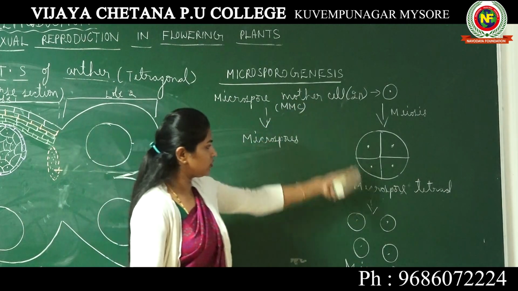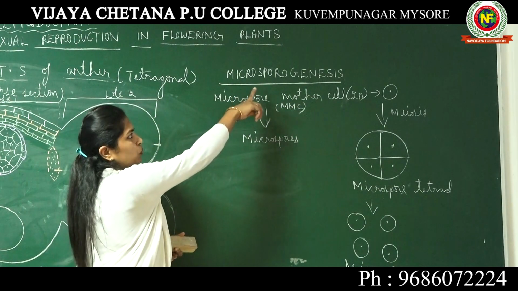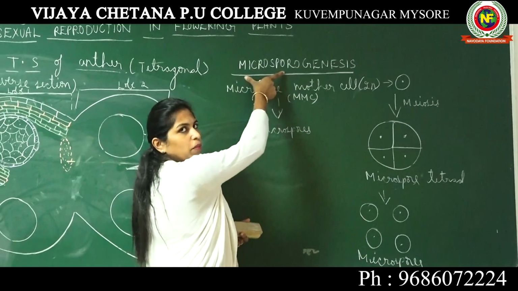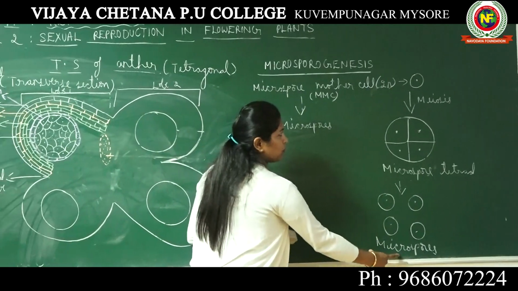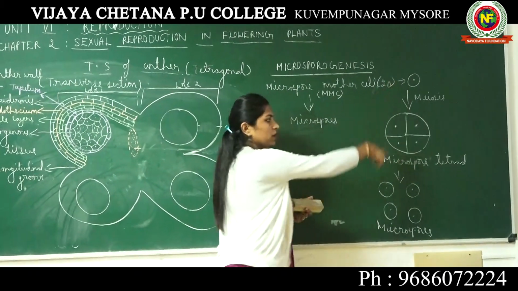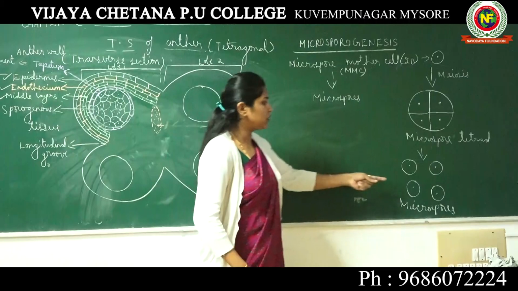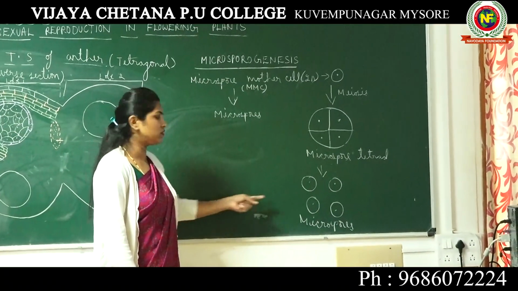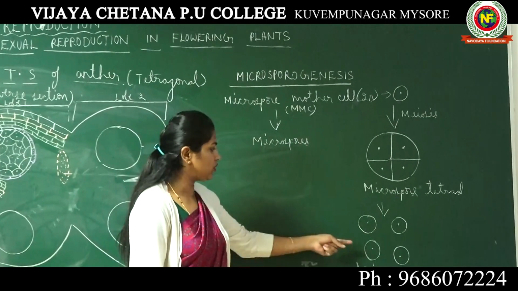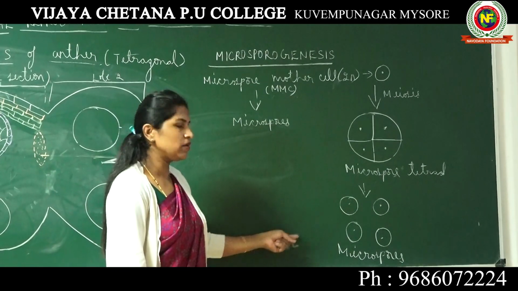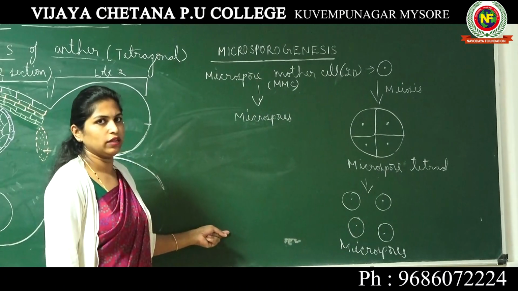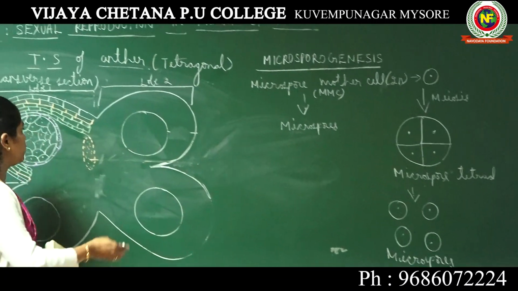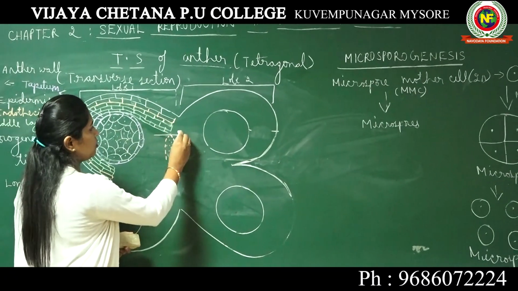This process is known as microsporogenesis. In this process, there is a generation of microspores. Microspores are produced from the microspore mother cell. This microspore will develop into pollen grains in the future. The microspore itself will develop into pollen grains. How, we will study in detail. Now, here in this diagram itself, I will mention.